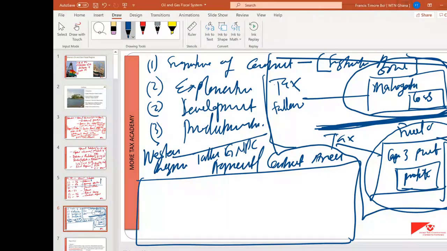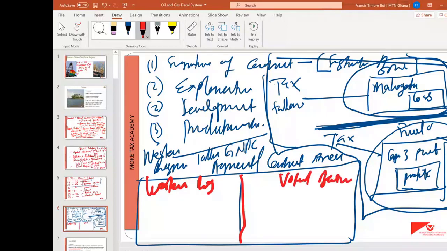Alternatively, you can have two agreements. This is in the Western region. And this is in what? The Volta Basin. So this agreement was signed by Talo and Ghana government, and again by Talo and Ghana government, but they are two separate agreements. Do you get it? So this is the other ring fencing that we are talking about.